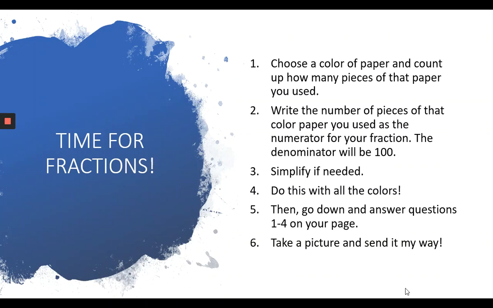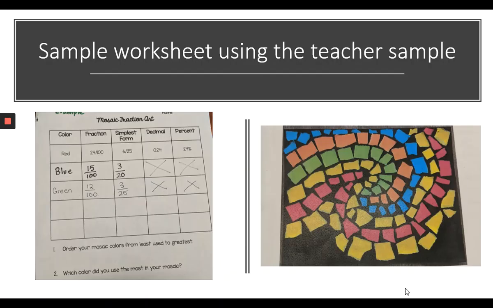And I wanted to give you a little sample of how this would work using the picture that I sent you in your packet. So here's a mosaic on the right. It's like an abstract swirl design. And you can see how there's lots of different color shapes used, but they're clearly spaced so that they're easy to count. Now on the left, you'll see the mosaic fraction art chart. For the color red, they used 24 red pieces over 100. The simplest form of that is 6 over 25.